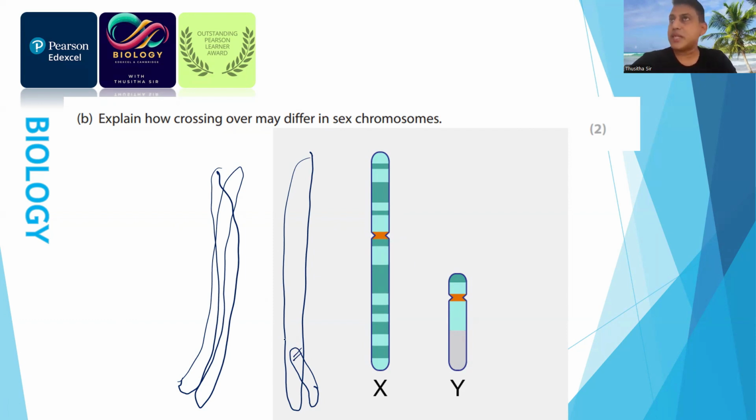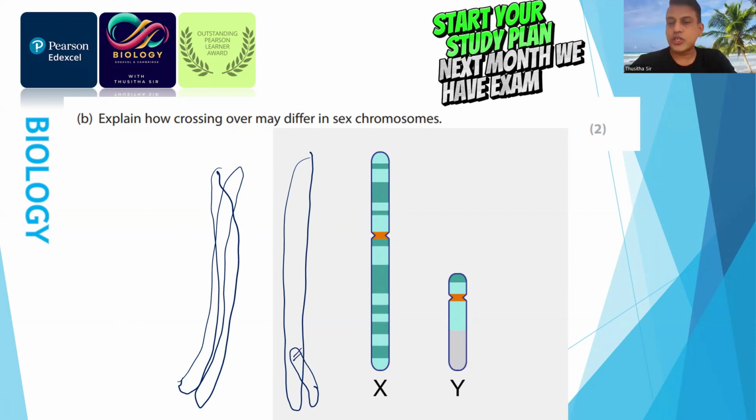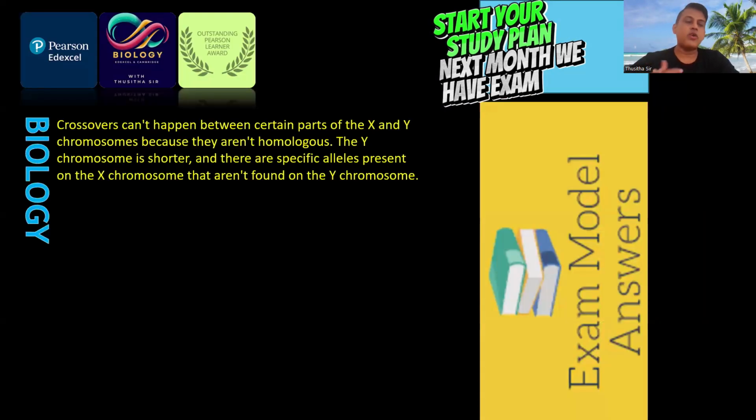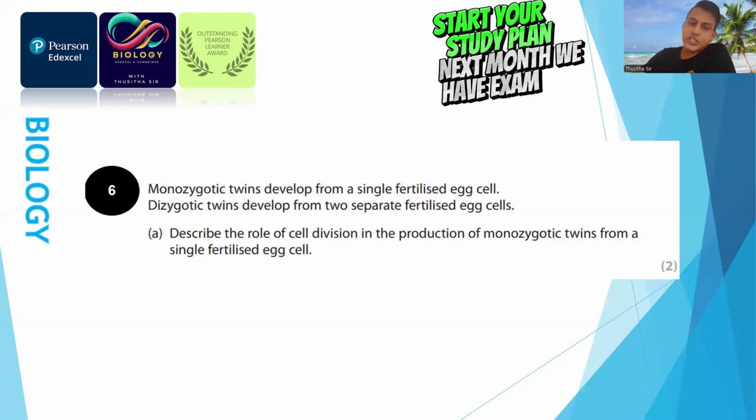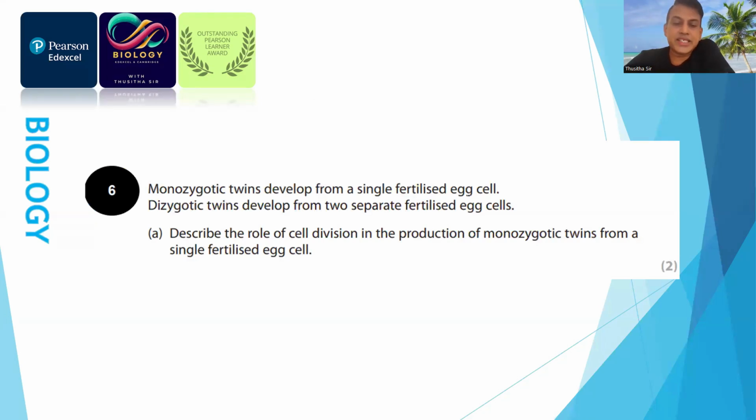amount of DNA that can be exchanged. We usually come up with the idea that crossing over can't happen between certain parts of the X and Y chromosomes because they aren't homologous. Homologous means they should be similar in length and most of the things between the homologous chromosomes, because the Y chromosome has a small number of genes. The X chromosome has many genes. The Y chromosome is shorter, and there are specific alleles present on the X chromosome that aren't found on the Y chromosome.